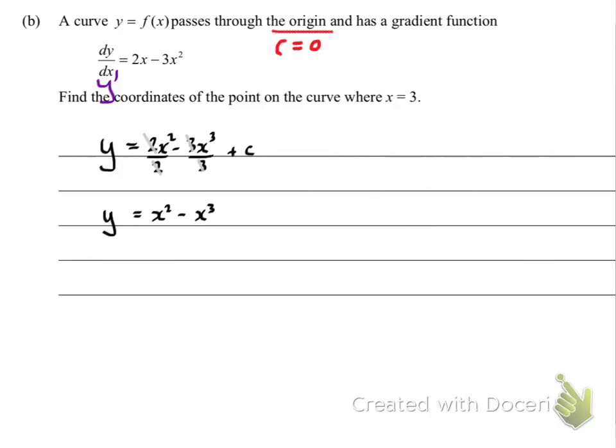It passes through the origin, so the constant must equal 0. We've got the value of positive 3 there. Put 3 into the equation, work out what the answer is. We're asked for the coordinates, so write the coordinate as an xy coordinate pair. That will give you achieve level.